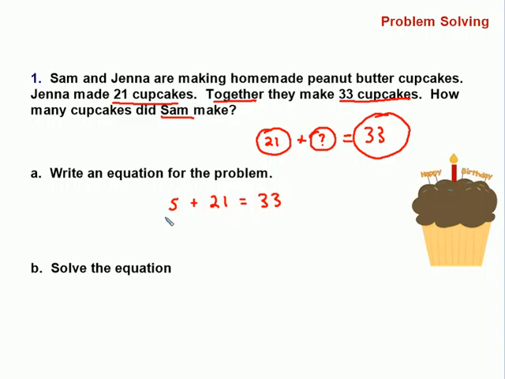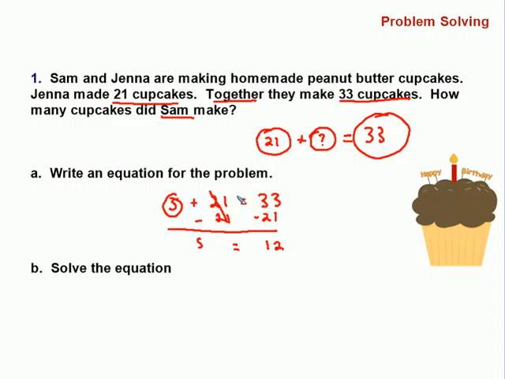Then we simply solve our equation like we did the others. We're going to subtract 21 to get s all by himself. Now, whatever we do to the left side, we have to do to the right side. So we'll subtract 21 over here. That's going to leave us with 12. And s is equal to 12.